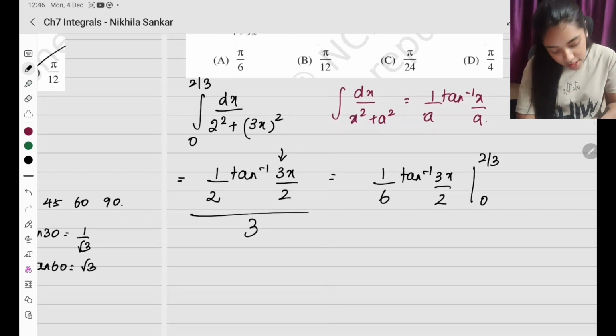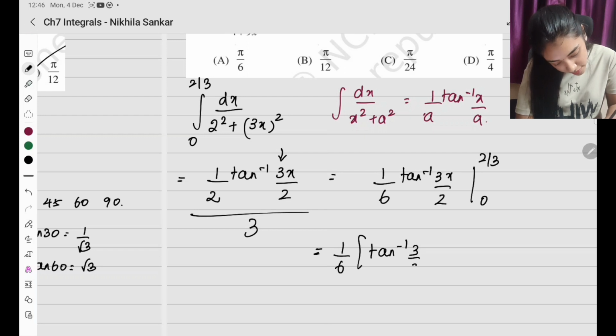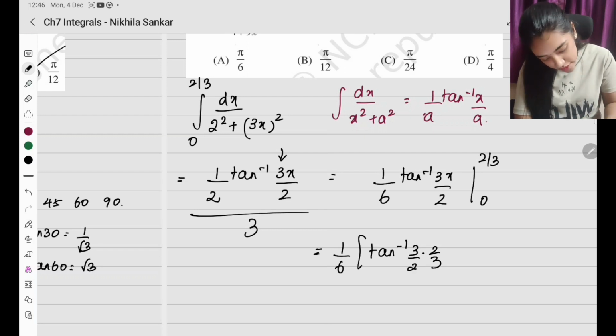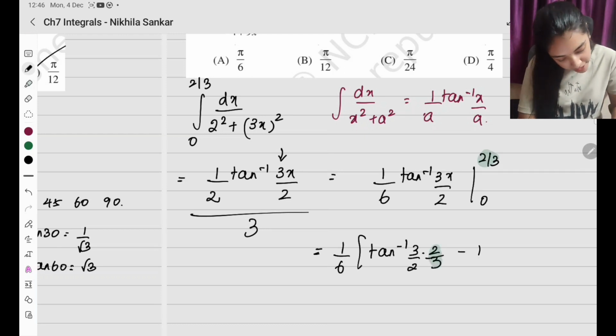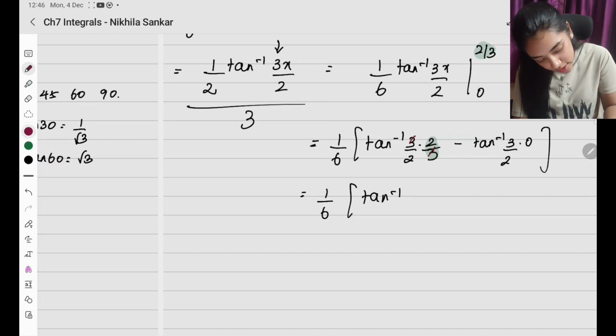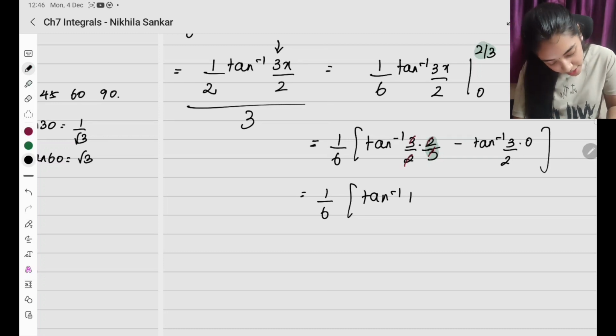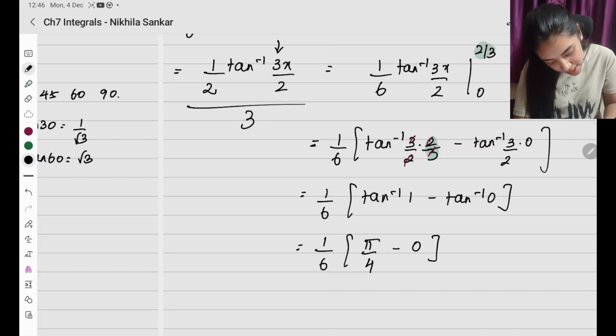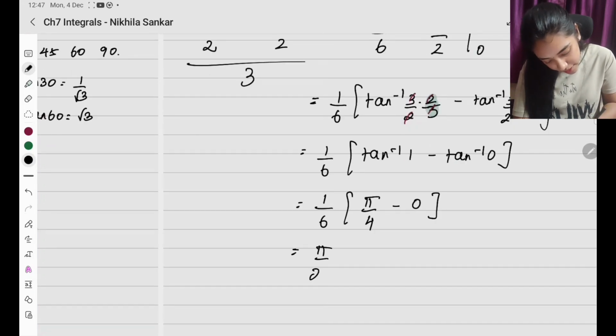Upper limit, lower limit. Taking 1 by 6 outside, I have tan inverse of 3 by 2 times 2 by 3. First I put the upper limit: I put 2 by 3 for x, and I have minus tan inverse of 3 by 2 times the value of x as 0. Now I have 1 by 6 times tan inverse of, the 3 3 and 2 2 get cancelled. So I have tan inverse of 1 minus tan inverse of 0. This is simple: 1 by 6 times pi by 4 minus 0. So the final answer is pi by 24.